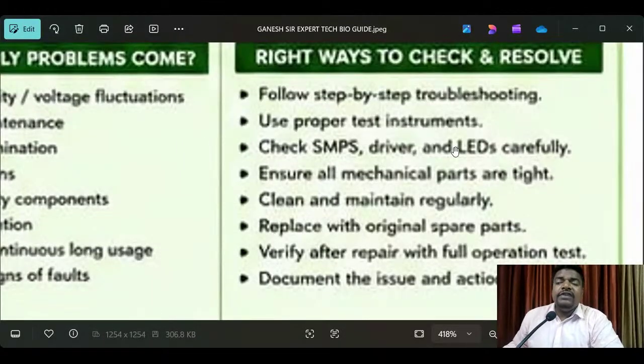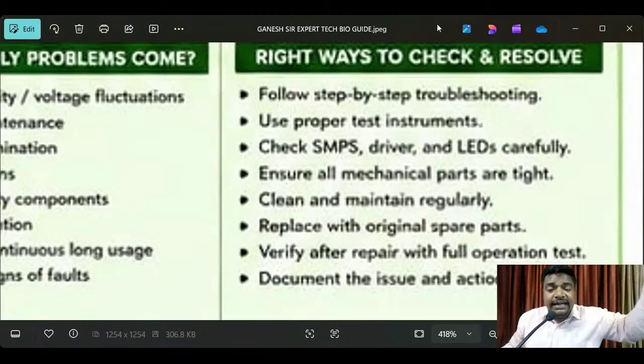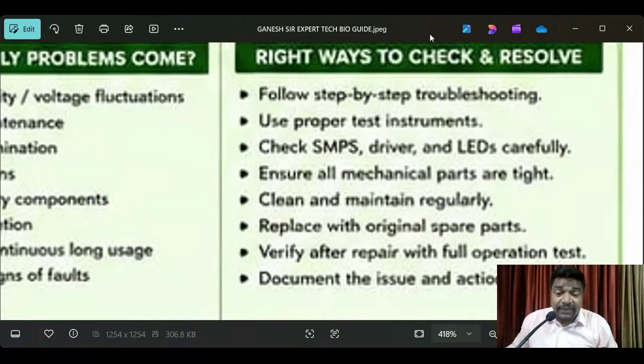Right, ways to check and resolve. What are the things I'm going to say here? For every biomedical engineer, listen carefully, whoever is working as a biomedical engineer. Many engineers who studied electronics, ECE and other branches are also interested in biomedical engineering work. For that purpose, I am giving this information. See here, right ways to check and resolve. It is very important for every biomedical engineer, and many engineers are asking me, sir, how to check it, sir? What to do, sir? How to diagnose it, sir?